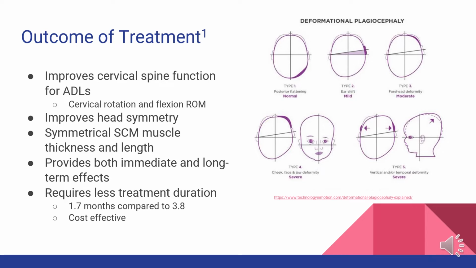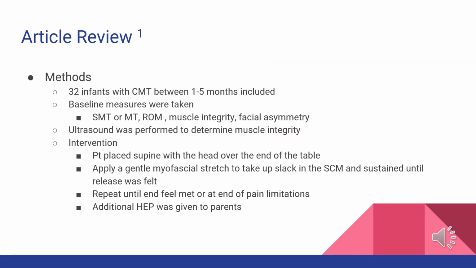One of the biggest outcomes for those who had myokinetic stretching performed was that it required less treatment duration, going from about 3.8 months needed to 1.7 months, which is cost-effective for the families. The article we found that suggests the use of myokinetic stretching for those with CMT had 32 infants with CMT. Baseline measurements were taken of the patient, such as range of motion, muscle integrity, and facial asymmetry comparison.